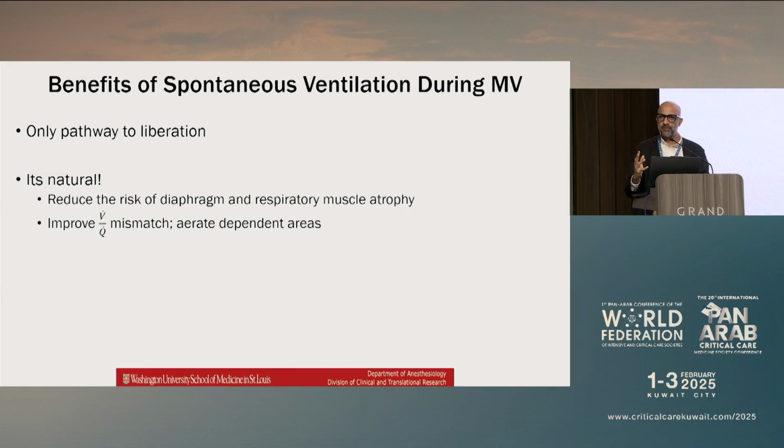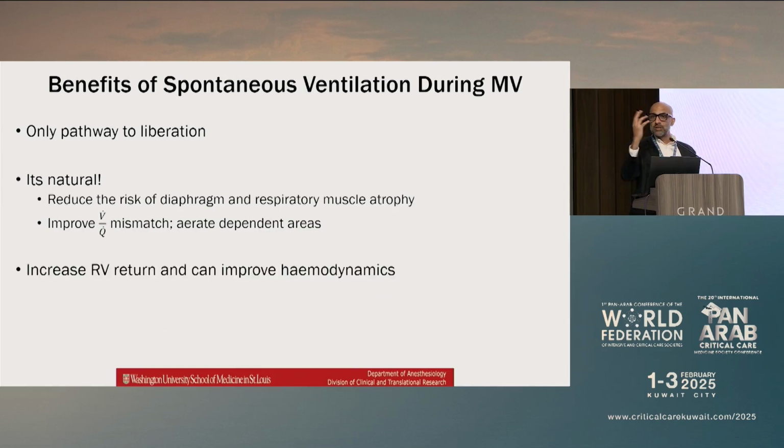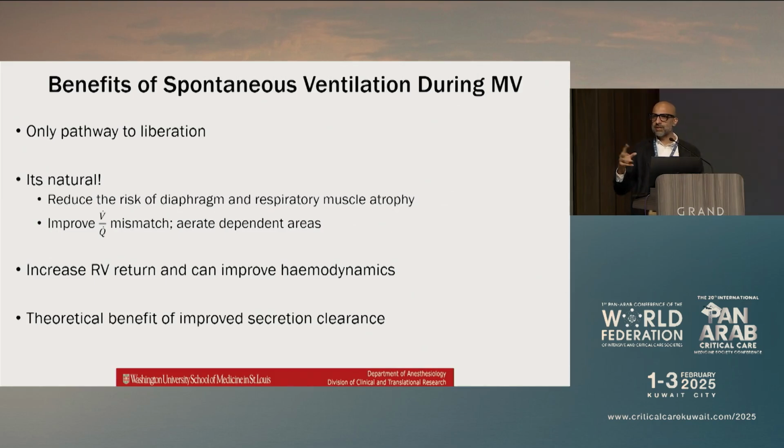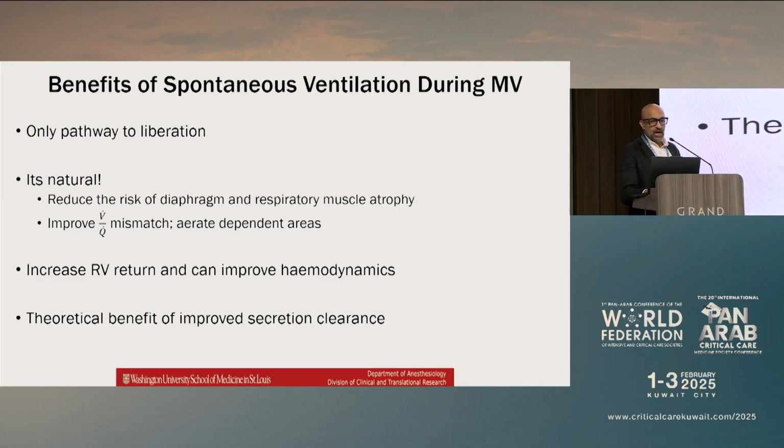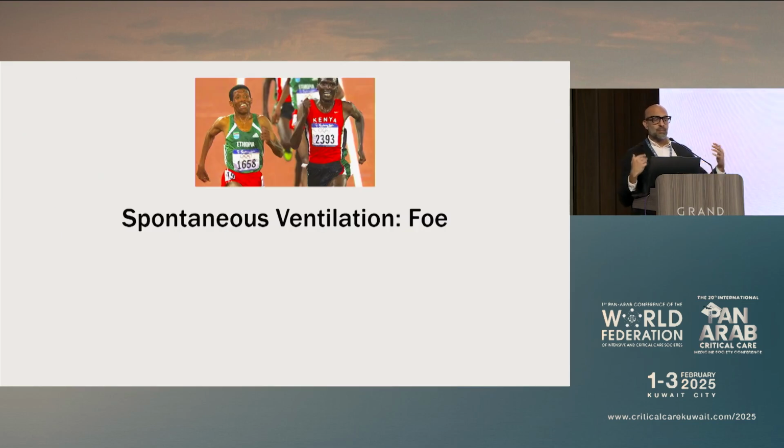Particularly when we start thinking about diaphragmatic atrophy, which is a real problem with prolonged mechanical ventilation. It can improve your VQ matching in air-rate dependent areas of the lungs. It can also potentially be hemodynamically beneficial. It can improve venous return and therefore increase your cardiac output. And there are also theoretical benefits of improving secretion clearance. And we know that long-distance runners, who are high-performing athletes, have sustained high respiratory rate and high work of breathing over a prolonged period of time, and yet they don't get lung injury.